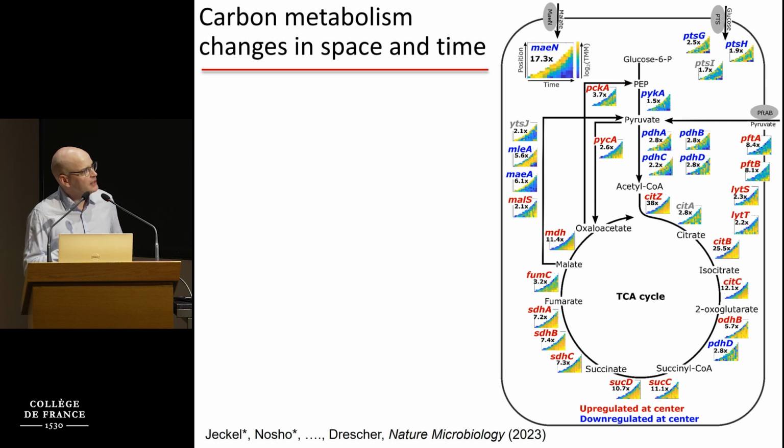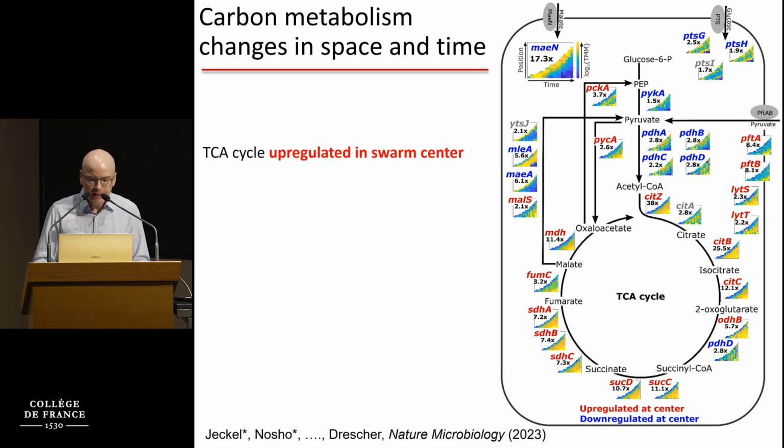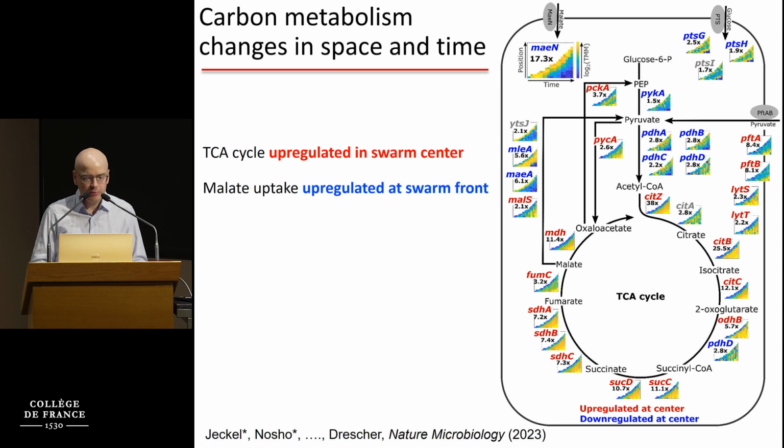And I'm showing you these space-time maps here, just now very small. In red are those that are upregulated in the late swarm center, so towards the biofilm state of the swarm. And those labeled with blue font are the genes upregulated on the edge, the swarm front. What we can see is that the TCA cycle is really upregulated towards the center of the swarm, whereas malate import is upregulated towards the edge of the swarm front. And malate is the preferred carbon source. So it seems that the TCA cycle is upregulated in the swarm center and malate import at the swarm front. And we noticed that pyruvate intake is also upregulated towards the swarm center.